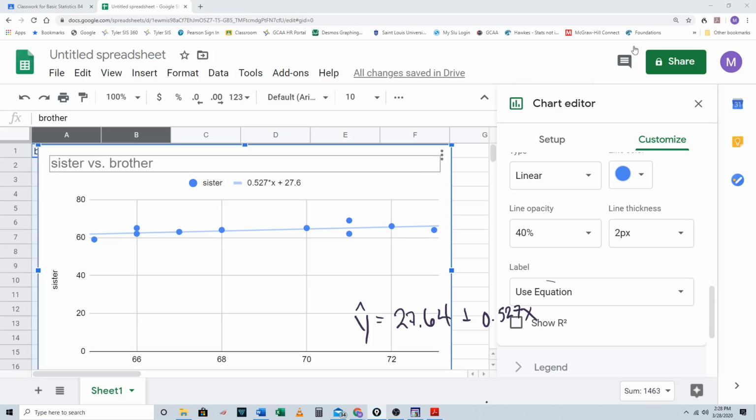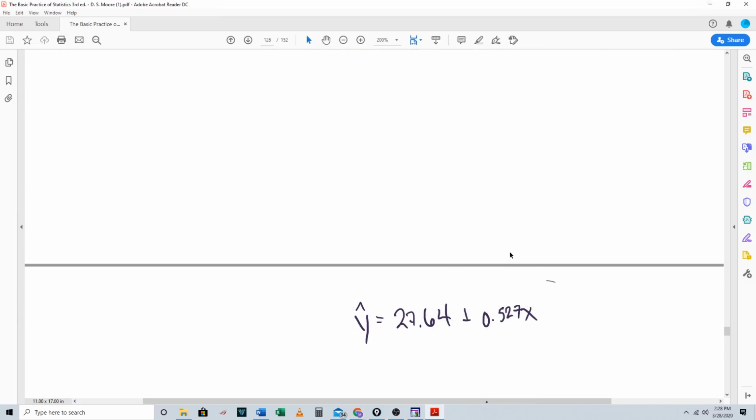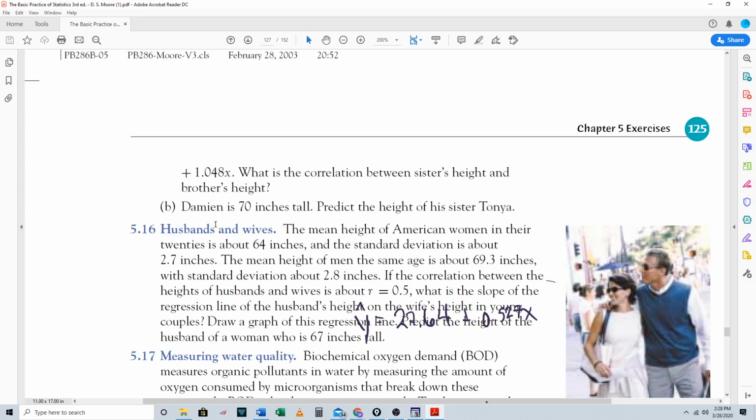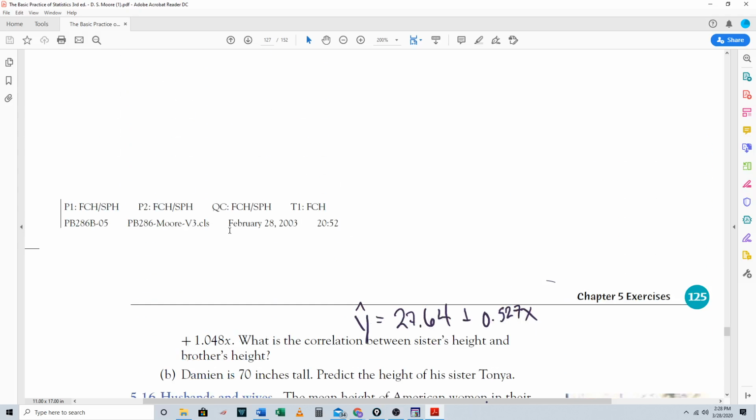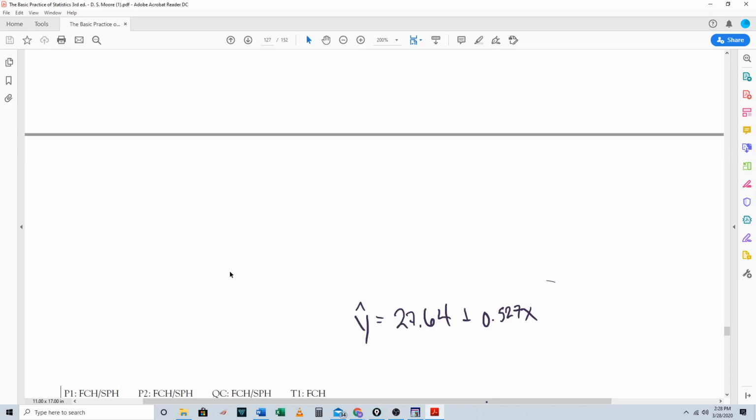Now part B, minimize this. Part B, now this is still correct for part B, is Damien is 70 inches tall, predict the height of his sister Tanya. Okay, now what that means is they want you to plug in 70 for x and then just put it in your calculator. So you would do this. This is your prediction.